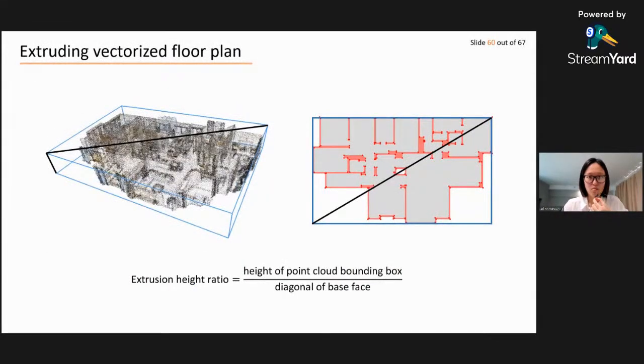The next step is to extrude the interior part of the factorized floor plan into a 2.5D model, according to an estimated height. The interior part is obtained by inserting the polygons into a constrained Delaunay triangulation and marking the triangle faces of the interior region. The extrusion height is estimated by computing the ratio between the height of the point cloud's optimal bounding box and the length of the diagonal of its base face.